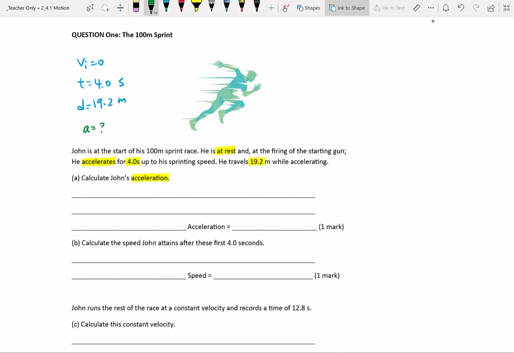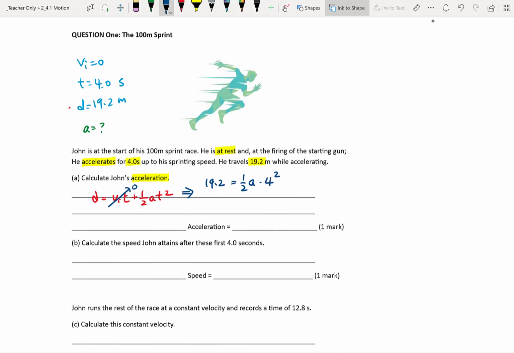Based on this known and unknown, what equation are we going to choose? I think it's quite straightforward because we have the distance, so we can use distance equals Vi t plus half a t squared. So the equation is this one, and then put the numbers in. Vi equals 0, so you don't have to worry about this one. We have 19.2 meters equals half a, and t is 4 seconds squared.